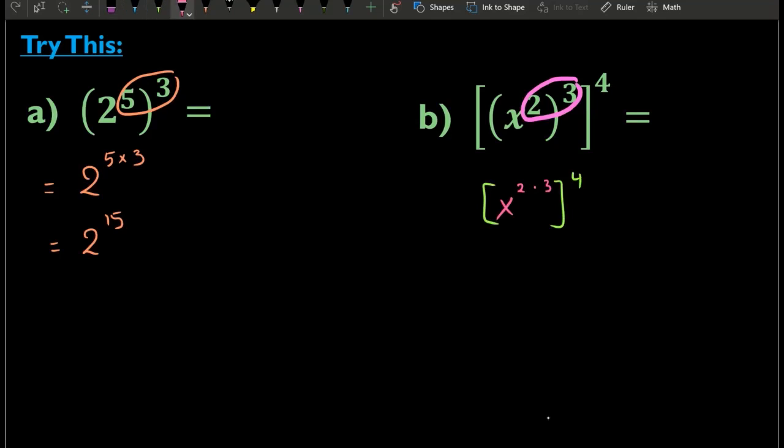So the inside will give me x to the 6th power. And outside we still have the bracket raised to the 4th power. Then what we do is multiply these two. That will give us x raised to the 24. Or we can go the short way by 2 times 3 times 4. That also gives you 24.